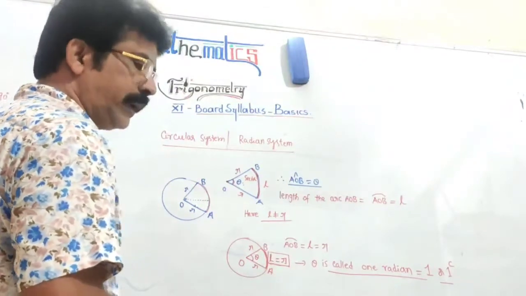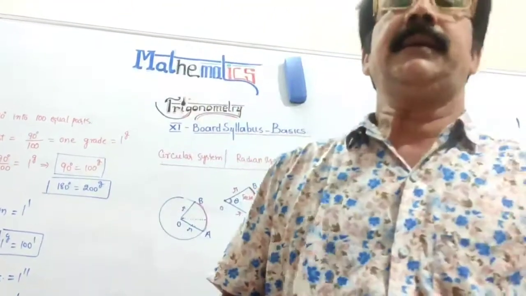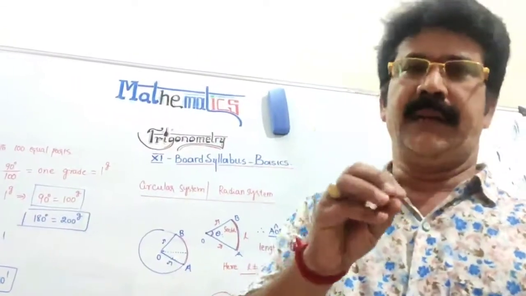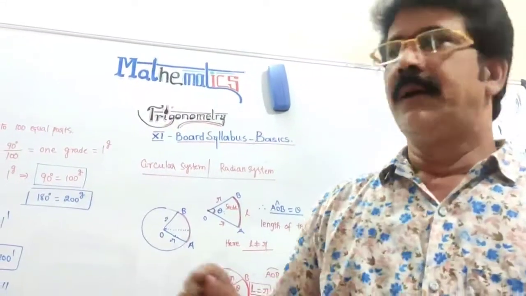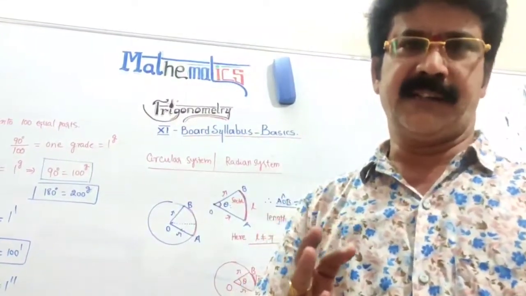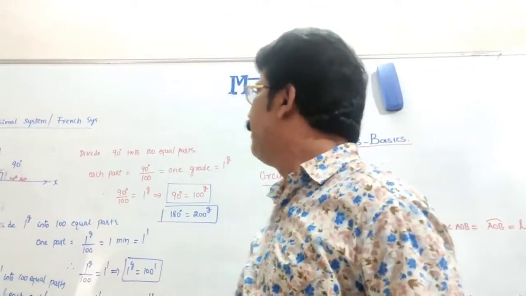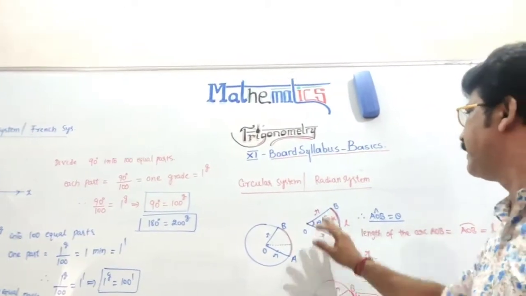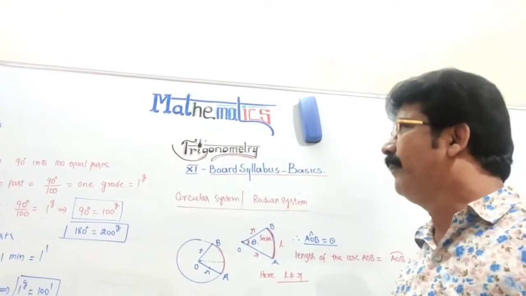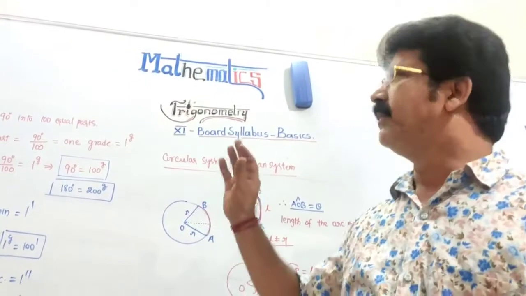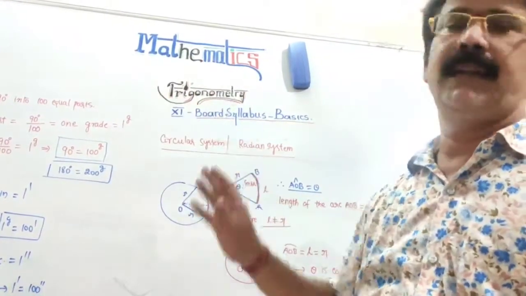Okay. So, angles are measured in 3 ways. Namely, number 1, sexagesimal system or English system. Number 2, centesimal system or French system. Number 3, circular system or radian system. These are different kinds of measurement of the angle.